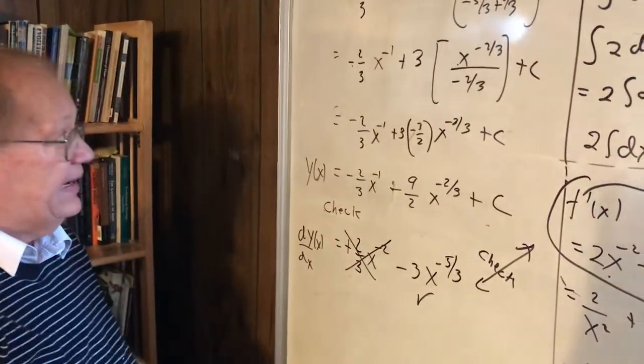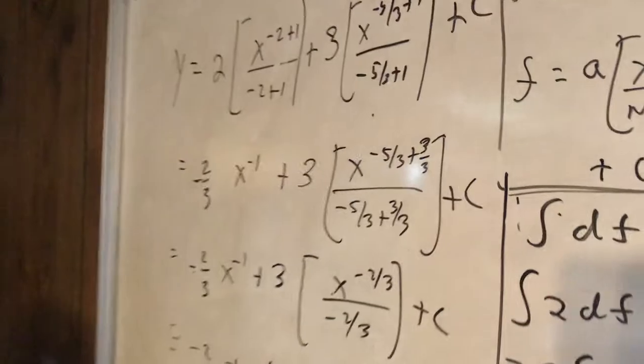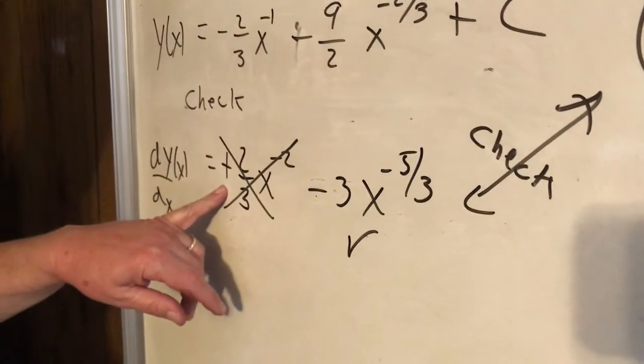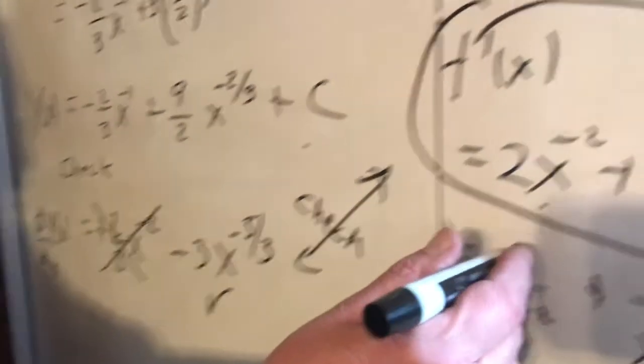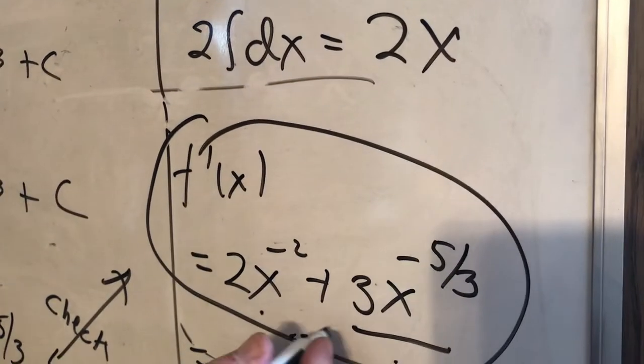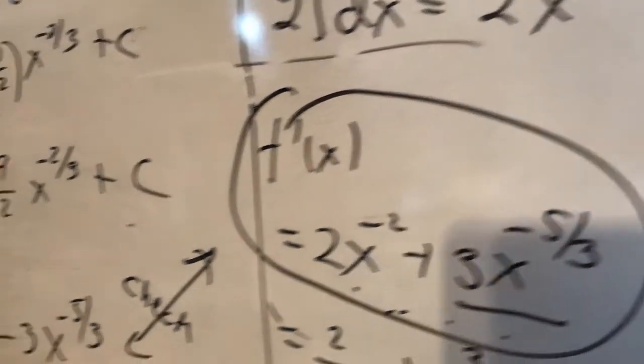Okay, we're back, and notice when I checked this, I took the derivative. I got plus 2/3 x to the minus 2 minus 3x to the minus 5/3, and I compared it to the original after I rewrote it. This term was okay, but this didn't compare.